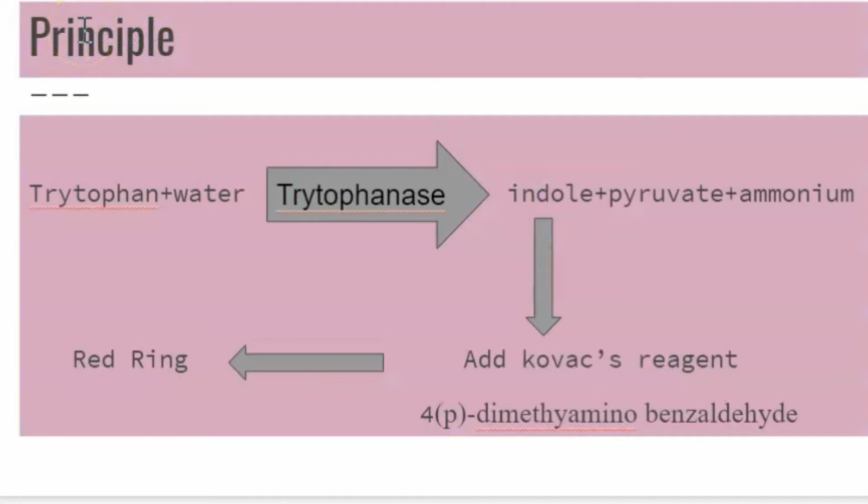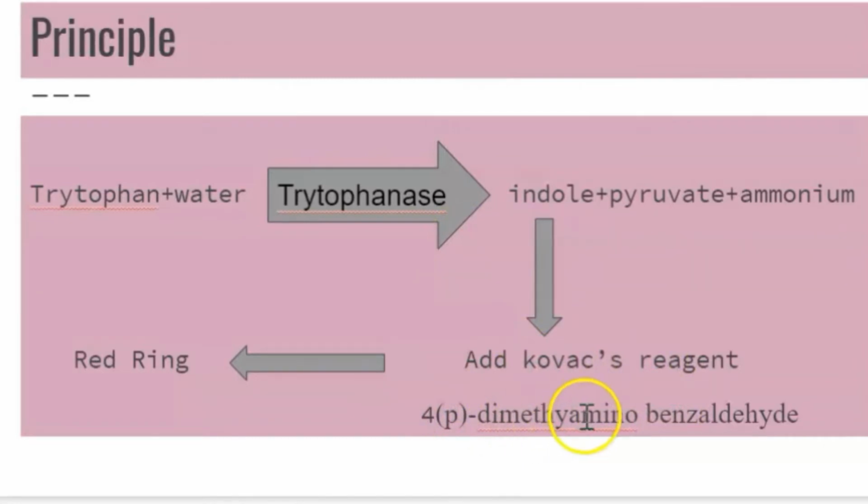The principle of the indole test. Tryptophanase that is present in some bacteria hydrolyzes tryptophan to produce three possible end products: indole, pyruvate and ammonium. Indole production is detected by Kovac's reagent, which contains 4-para-dimethylamino-benzaldehyde. This reacts with indole to produce a red colored compound, a red ring.